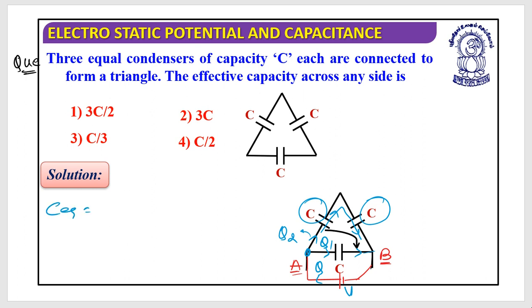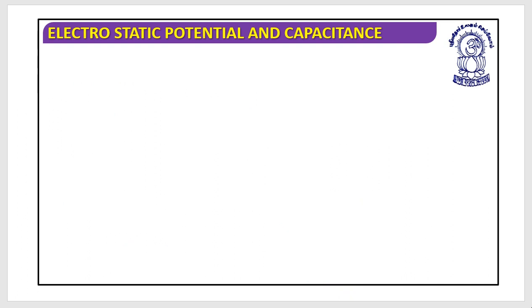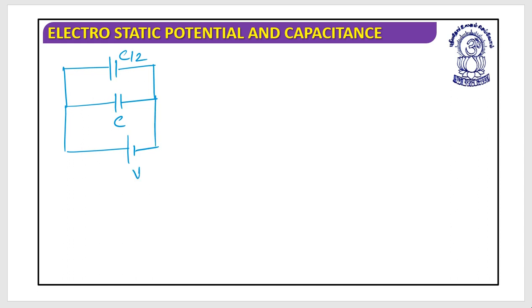For them, C equivalent would be equal to C into C divided by C plus C. It's C square by 2C, which is C by 2. So if I redraw my structure, it would look like this. It's a C by 2. Here it is a C, and it has been connected with the battery, something like this. Now let's say this Q would be going, and this is Q1, this is Q2.